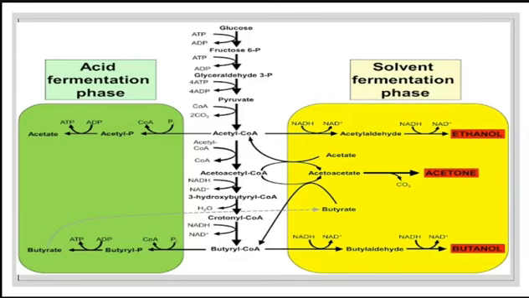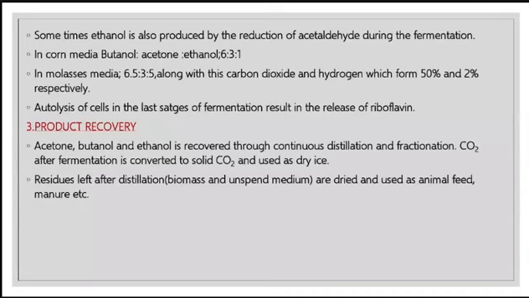As we said earlier, there is an acid forming phase and a solvent forming phase. In the acid fermentation phase, acetate and butyrate are formed. Acetate is formed from acetyl-CoA and butyrate is formed from butyryl-CoA. In the solvent fermentation phase, three products are formed: ethanol, acetone, and butanol. Ethanol is formed by the reduction of acetaldehyde. Acetone is formed from acetoacetate, and butanol is formed from the reduction of butyraldehyde. Sometimes ethanol is also produced by the reduction of acetaldehyde during the fermentation.